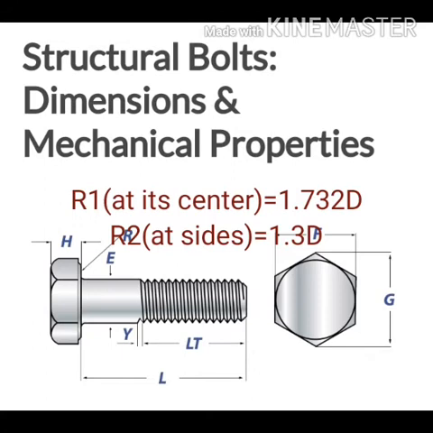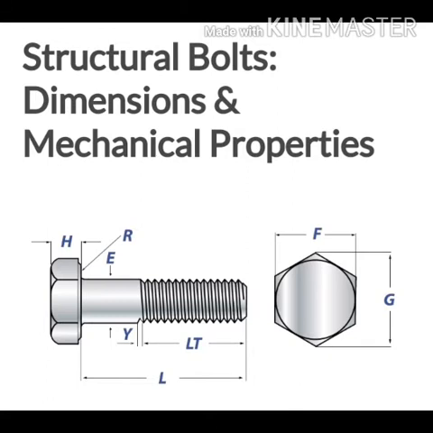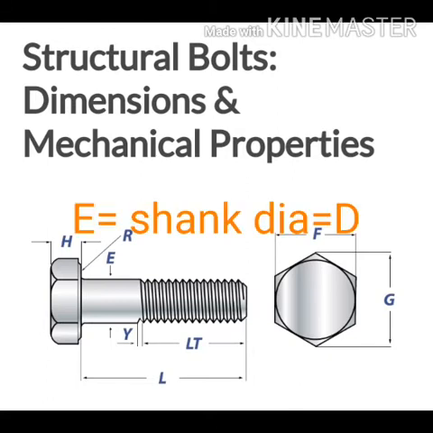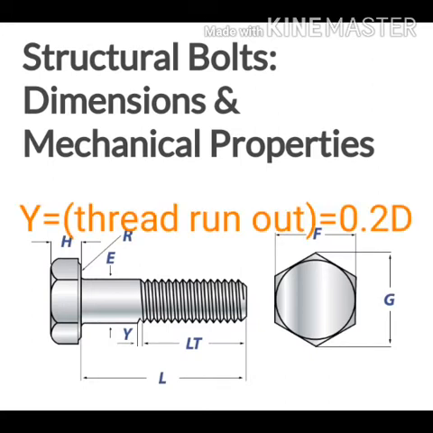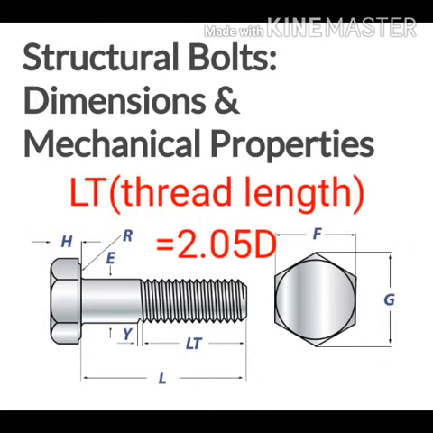That means that surface is a plane area, which is called the shank. Its diameter is the same as that of D. Now the next alphabet is Y. That means it is a thread run out. Its value is always 0.2d. The next letter is LT. That means thread length. Normally its value is 2.05d. And the next letter is L.